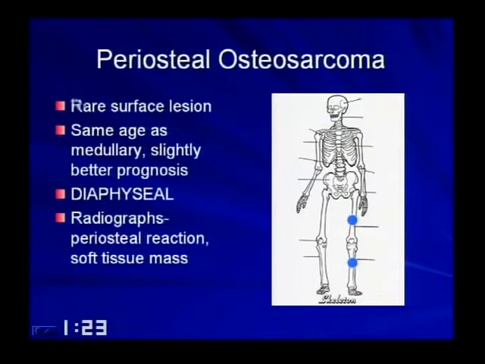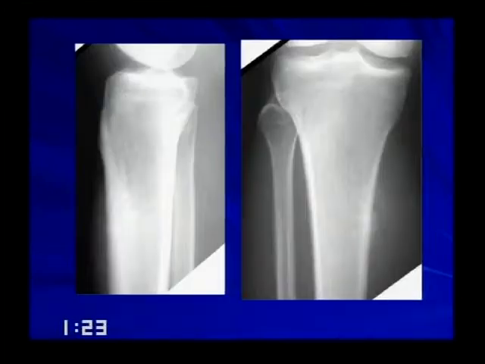What's the difference? Well, periosteals tend to be diaphyseal, okay, rather than metaphyseal. Same age as your classic medullary, a little bit better prognosis. They're also very, very uncommon. Here's a patient that came in with these outside radiographs. There's a little bit of periosteal reaction here, maybe a little bit right there. Doesn't project well.